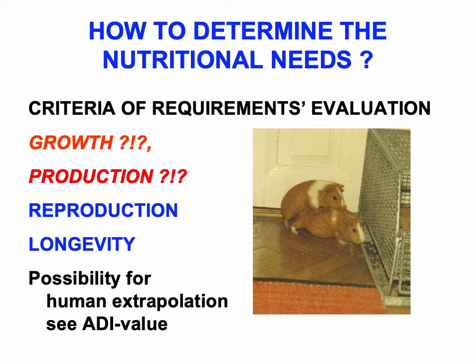Should the criteria of the requirement be similar to the production animals, the growth rate and the production, milk, meat, wool, etc.? No, absolutely not. In case of laboratory animals, the criteria of the requirement for energy concentration, protein concentration, etc. is the reproductive performance and the longevity of the animals. The latter will allow the human extrapolation too.